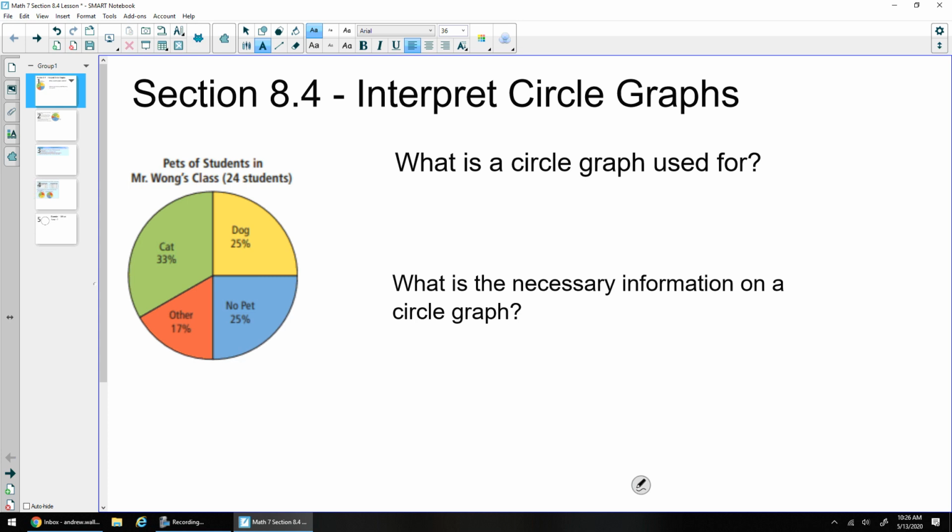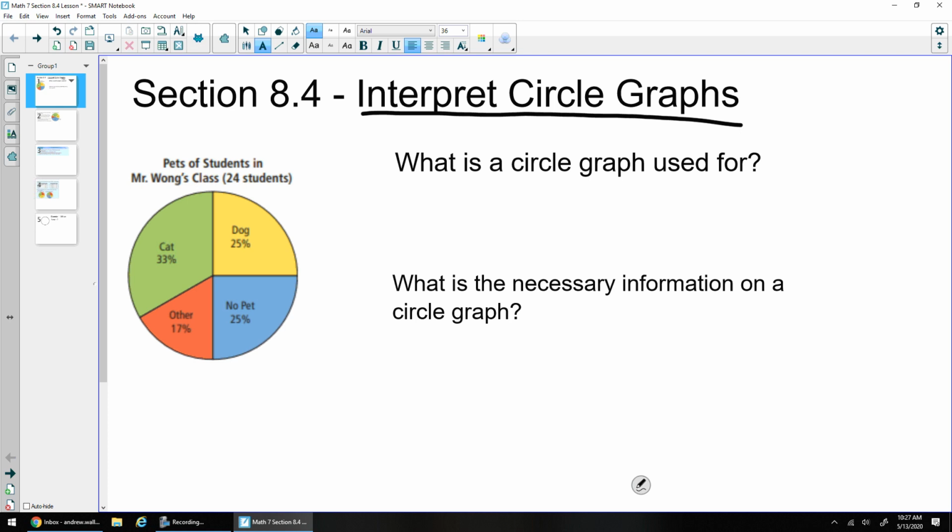But we are going to be looking at section 8.4, which is just interpreting circle graphs. It doesn't really have to do with area or diameter or circumference at all. We're going to be using our percents again, which we did a while ago, and then be able to look at circle graphs, assess them, and see what they're telling us. So what is a circle graph used for?